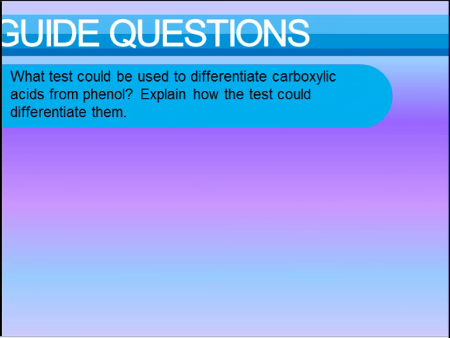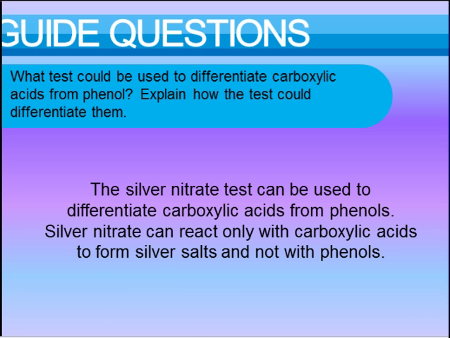What test could be used to differentiate carboxylic acids from phenol? Explain how the test could differentiate them. One test that could help differentiate them is the silver nitrate test, because silver nitrate reacts with carboxylic acids to form silver salts. On the other hand, no reaction happens when it is combined with phenol.